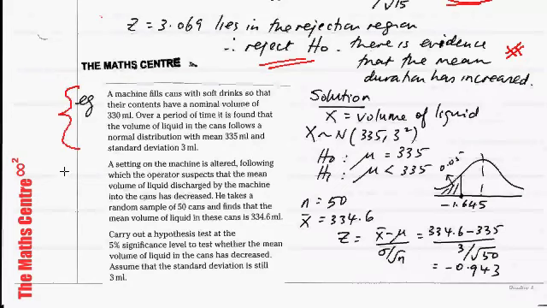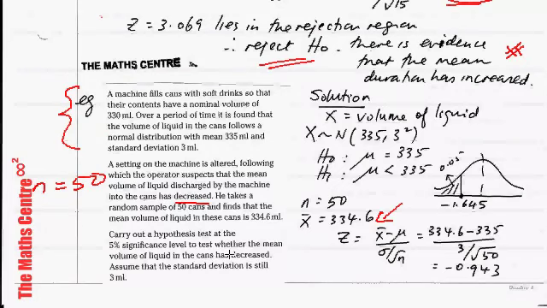A setting on the machine is altered, following which the operator suspects that the mean volume discharged by the machine has decreased. Okay, so important word, decreased. Now he takes a random sample of 50 cans, n equals 50, and finds that the mean volume of liquid is 334.6. So X bar is 334.6.